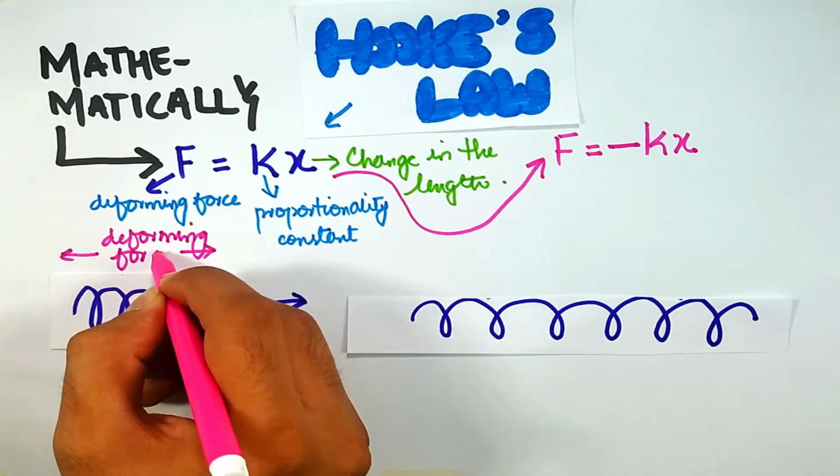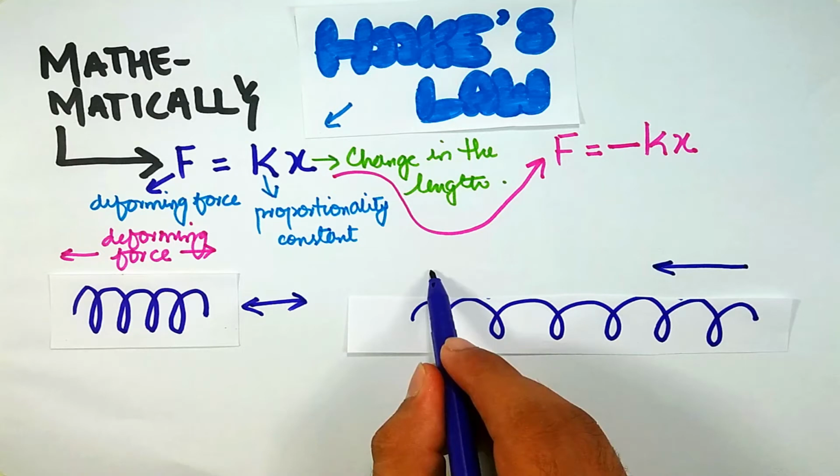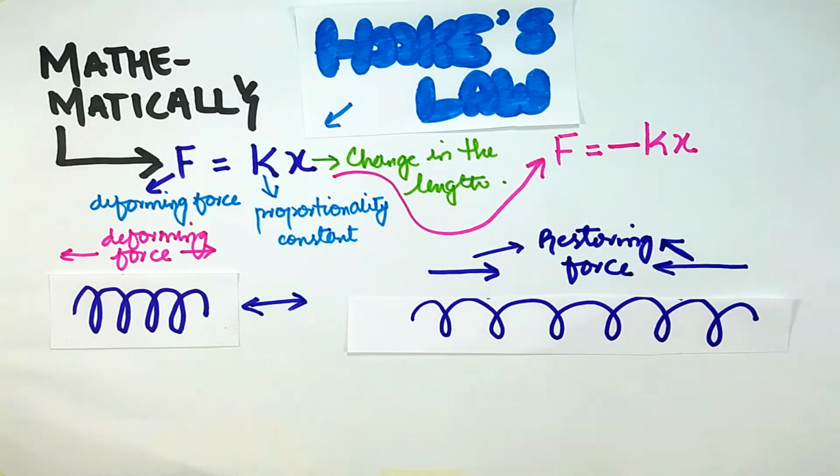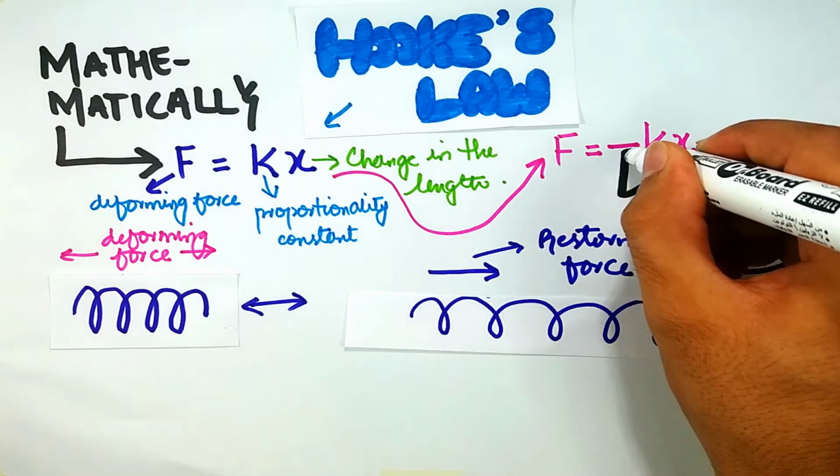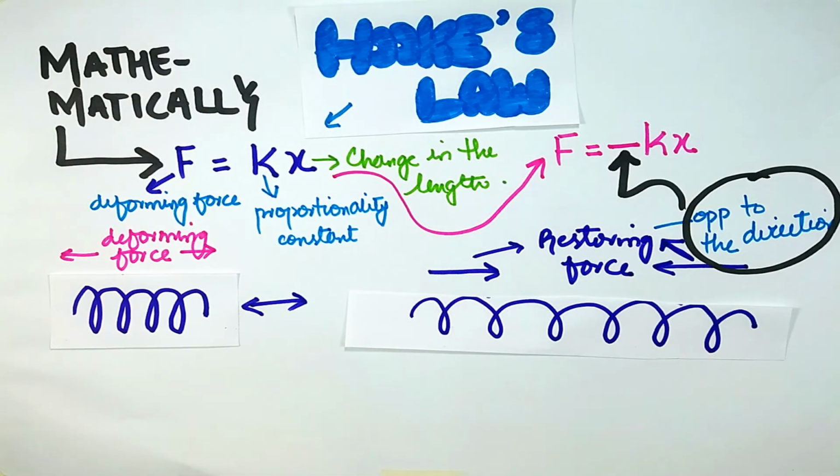As deforming force is applied on a body, the object deforms while at the same time a restoring force acts on the body opposite to the direction of the deforming force. In this case, the restoring force is directly proportional to the change in the length, in this case x, and the minus sign represents that this restoring force is opposite to the direction of the deforming force. And as force is a vector quantity, the negative sign only represents that it is in the opposite direction to the deforming force.